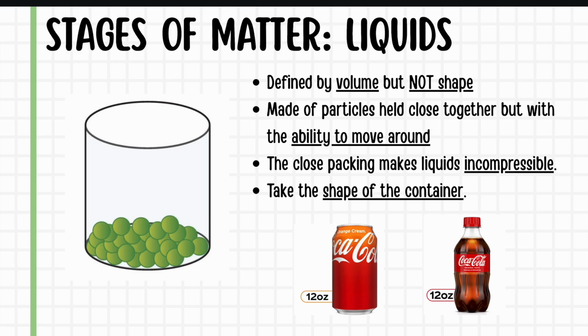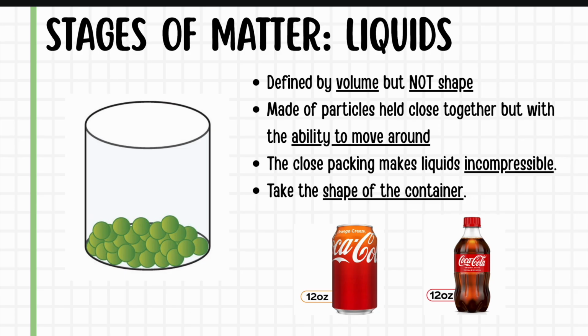And the best way to visualize this is to look at these two images at the bottom. These Coca-Cola products have the same volume, right? They have 12 ounces of Coca-Cola in them. What is the difference? Well, one of the liquids takes up the shape of a can, while the other takes up the shape of a bottle.